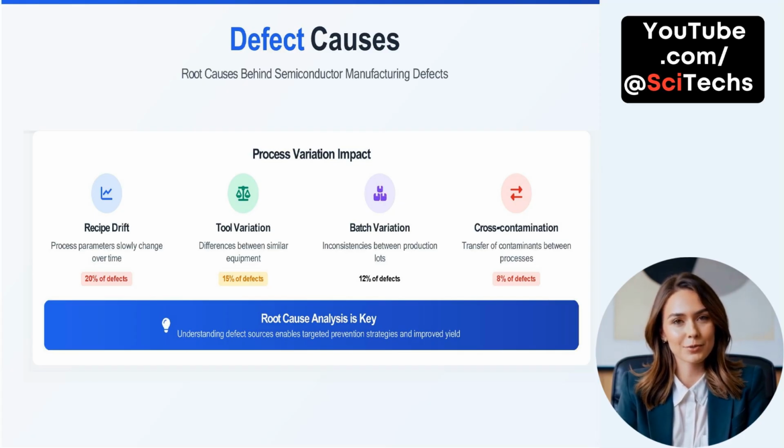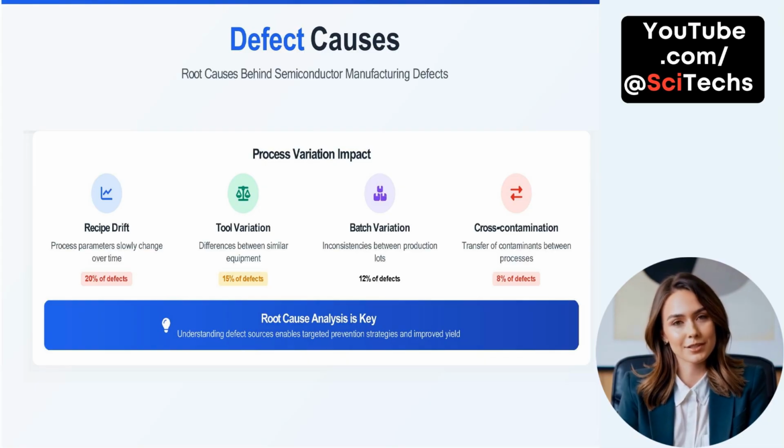One key cause is recipe drift, where process parameters gradually shift over time. These slow changes can go unnoticed, but accumulate until performance is compromised. Recipe drift alone accounts for 20% of all defects, making it the most common process variation issue.